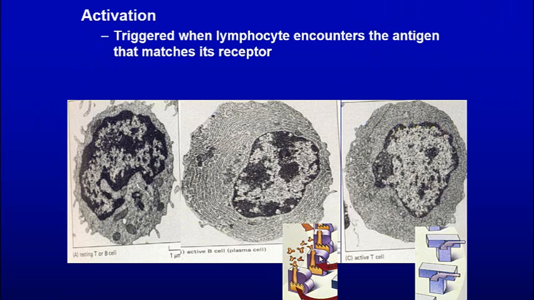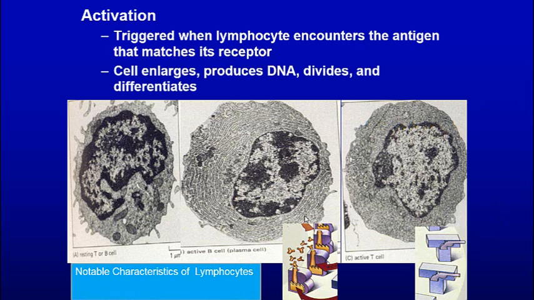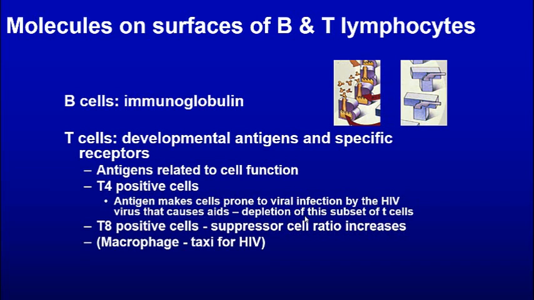So whenever the lymphocyte sees the antigens, then they're triggered either to become killer cells or to become plasma cells that produce antibodies. And so those are notable characteristics of lymphocytes. Specificity, clonality, and activation, remember. Molecules on the surface are T and B cells. The immunoglobulin on B cells, the T cells develop antigens and specific receptors. Antigens relate to cell function. The T4 positive antigens are the antigen that makes cells prone to viral infection by the HIV virus.